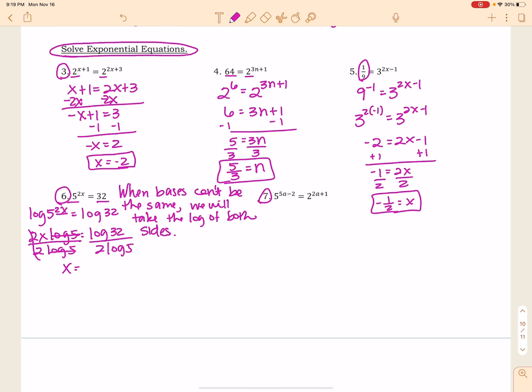So essentially now all I have to do is type log of 32 into a calculator and divide it by 2 log of 5. That's all I have to do.